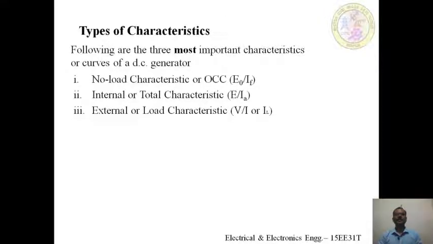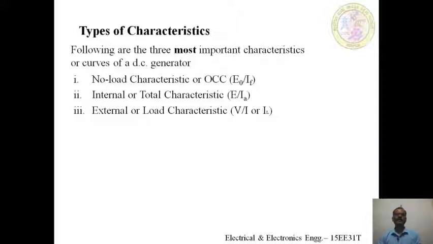Types of characteristics. Following are the three most important characteristic curves of a DC generator we commonly study. Number 1, no load characteristic or OCC. It is a curve drawn between no load induced EMF E0 versus field current IF at constant speed.